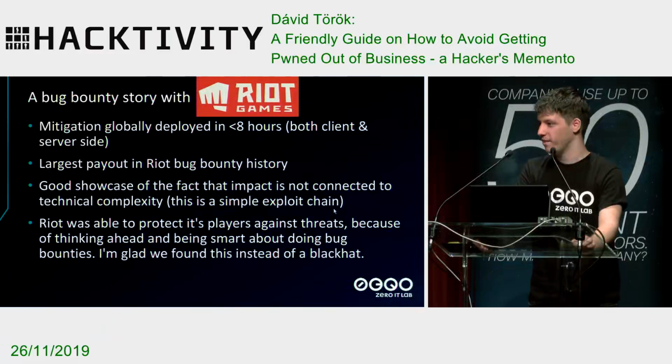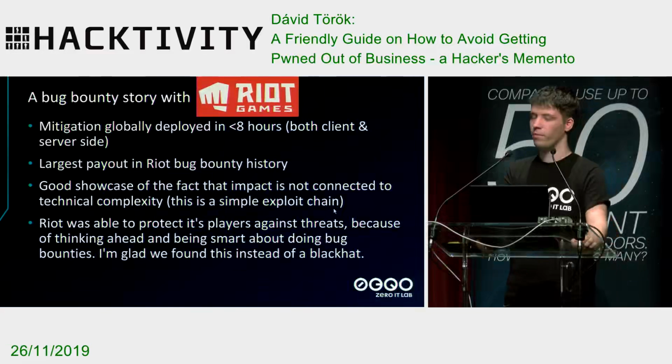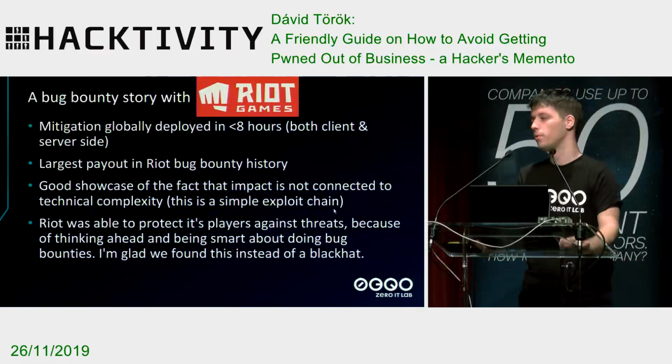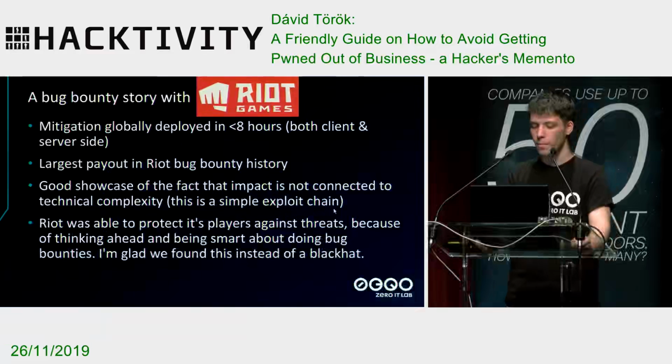So I felt this was a good showcase of the fact that impact is not directly tied to technical complexity. Well, this was an exploit chain, but the issues that were used were not incredibly complex. So that's something you should keep in mind. You don't necessarily always need a ROP chain with 500 gadgets to do something cool.